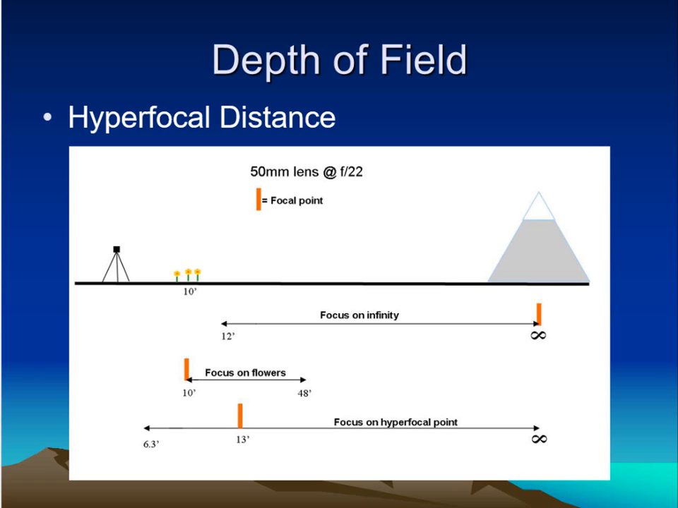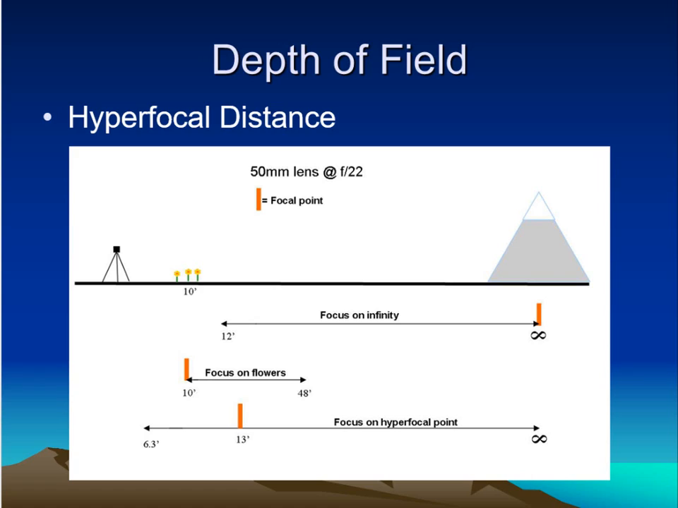So you've got a 50mm lens at f22. The red bar indicates the focal point. So in the top here, you see the camera, some flowers, and a mountain. Okay. When focused on infinity, right below the mountain is the infinity mark where the orange bar is. When focused on infinity, this 50mm lens at f22, closest depth of field is 12 feet. Well, look what's happening here. The flowers are at 10 feet. So the flowers will not be in focus when the lens is focused on infinity.